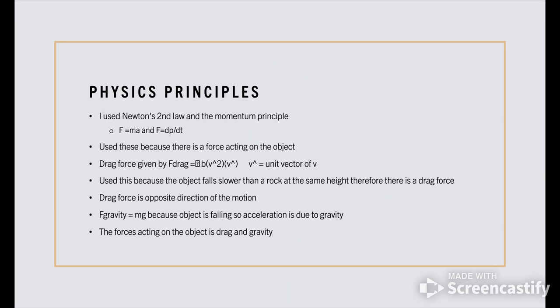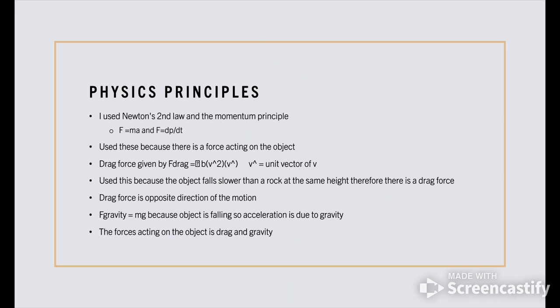Newton's second law is F equals ma, and the momentum principle is F equals delta momentum over delta time. I use these because there's a force acting on the object, and drag force is given by F_drag equals negative b times velocity squared times the unit vector of v.